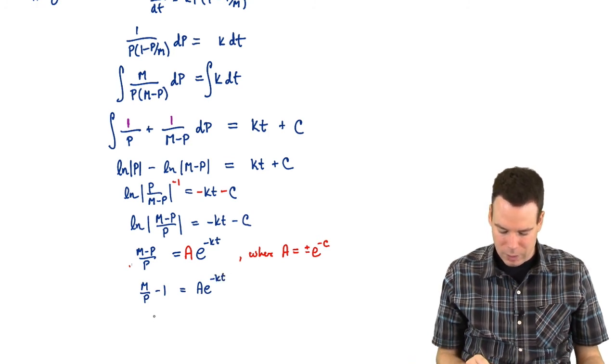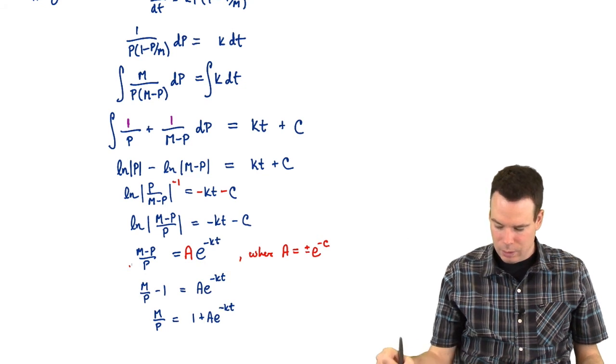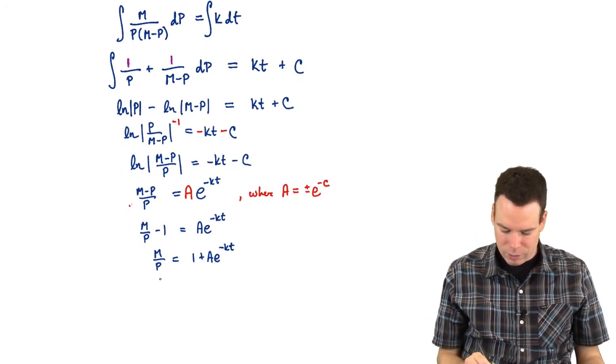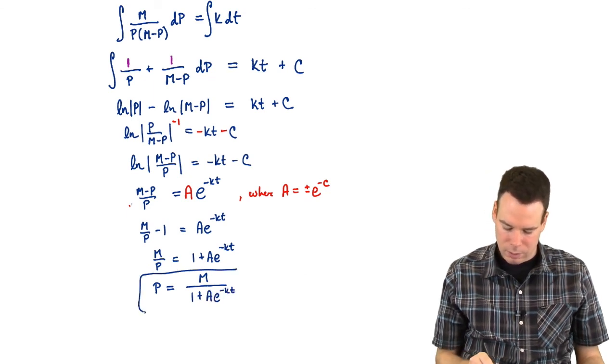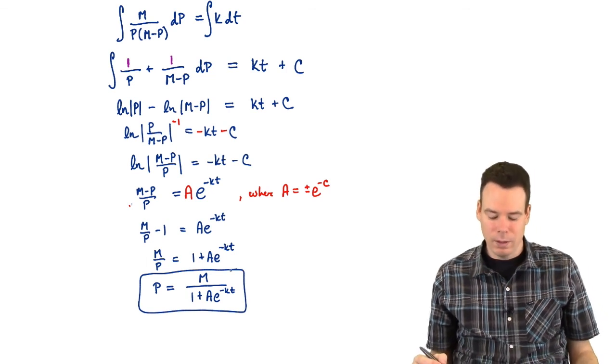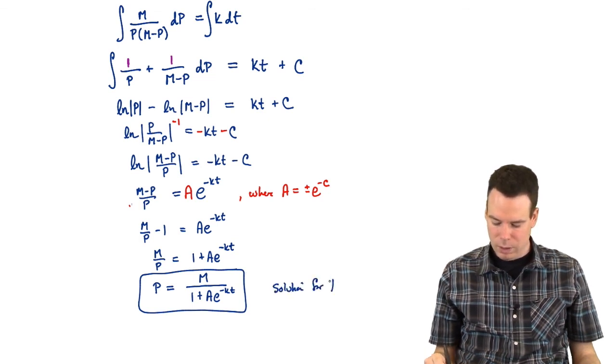And now solving for p, I get m over p is equal to 1 plus A e to the negative kt. And finally, taking the reciprocal of both sides, I get p over m is equal to 1 over this side. But I can take the m that's in the denominator of the p and move it up to the numerator of the other side, and I get that this is the solution, the analytic solution to the logistic equation. So this is our solution for p.